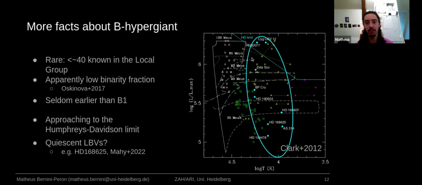Some of them are really close to the Humphreys-Davidson limit, which might reveal that they are also quite close to the Eddington limit. However, as you can see, they span a quite wide range of luminosities as well. And some of them are known to be related to LBVs. By that I mean that some of them really show signatures of LBV activity in their past.